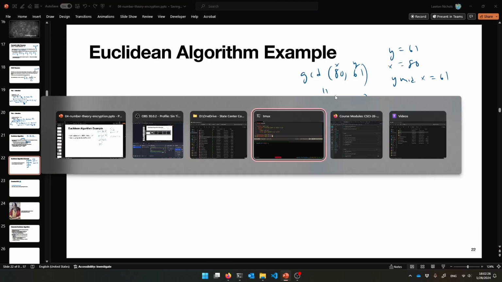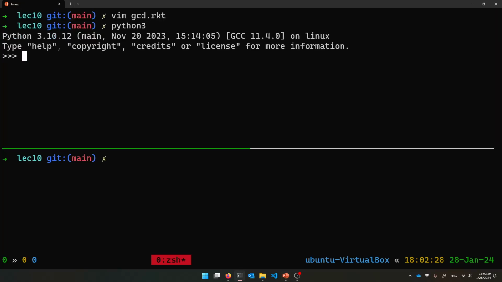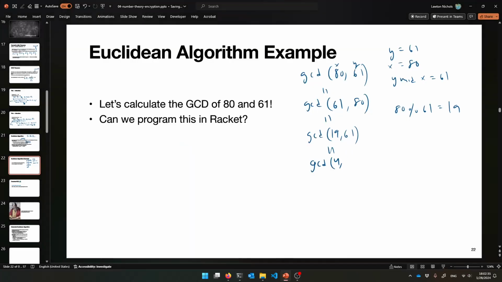So that's equal to the GCD of y mod x, 61 mod 19. No clue what that answer is, but let's work it out. 61 mod 19 is 4, and then the original x, which was 19. That's equal to the GCD of 19 mod 4, and then 4. 16, 17, I think that's 3 left over. So GCD of 3 and 4, which is the GCD of y mod x and x. This is y, this is x, right? 4 mod 3 is 1, and the original 3. Then that's equal to the GCD of y mod x: 3 mod 1 goes in 3 times with 0 left over. And then the original x was 1.